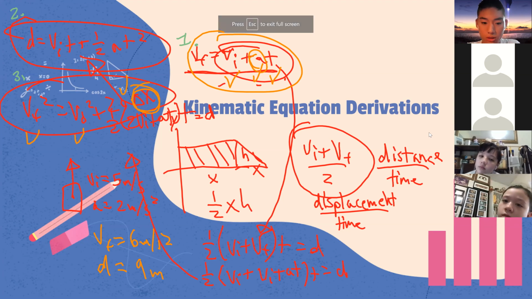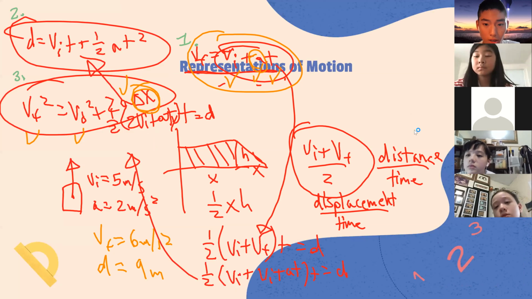Later, I'll show you, sorry if my work is very messy, but I'll show you how it will look in a very clear manner. And now I just want to talk a little about representations of motion.